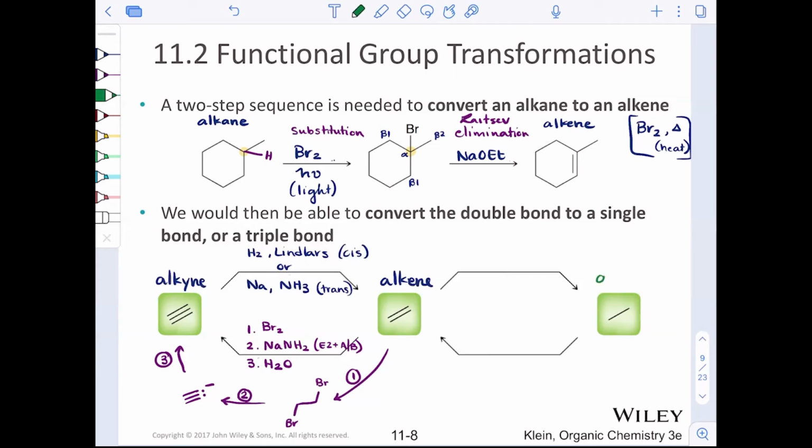To go from the alkene to the alkane, chapter 8 material, H2, Pt, palladium and carbon, platinum, nickel, hydrogen gas with a reactive catalyst. To go backwards from the alkane to the alkene, say that one 10 times fast, the single bond to the double bond, we do what we just did above. Br2 with heat or light, followed by a base. I'll just put sodium ethoxide here.